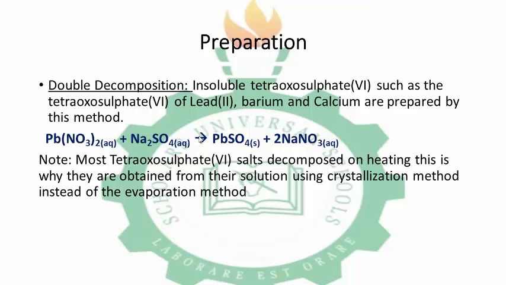Now, we also talked about this when we were discussing trioxonitrate(V) salt. We said trioxonitrate(V) salts decompose on heating, so we don't use evaporation to obtain them from their solution, but rather we use the crystallization method. Now please take note, we said most tetraoxosulphate(VI) salts decompose on heating.